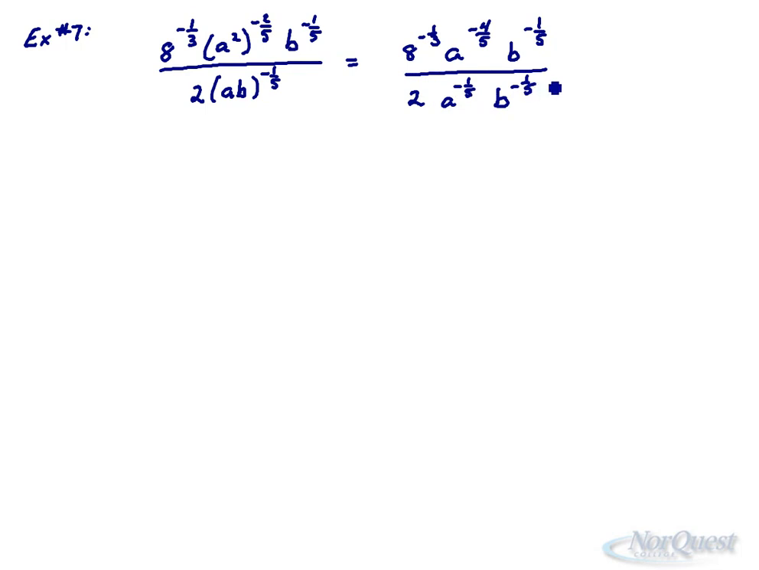Well, just like in the last lesson, I was always making negative exponents positive, so that's what I'm going to do now. I'll move that 8 to the 1/3 down, a, b down, and the 2 in the bottom to the top. So it'll be a to the 1/5, b to the 1/5, over 2 times 8 to the 1/3, a to the 4/5, b to the 1/5.